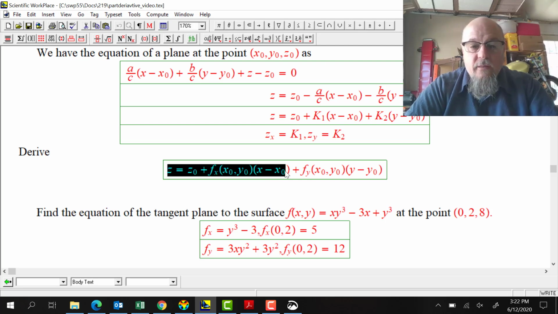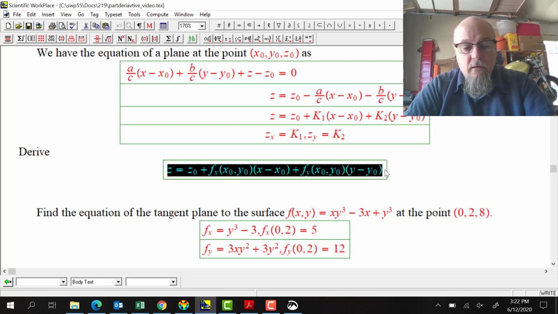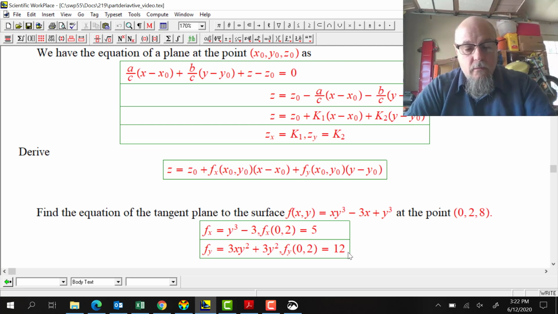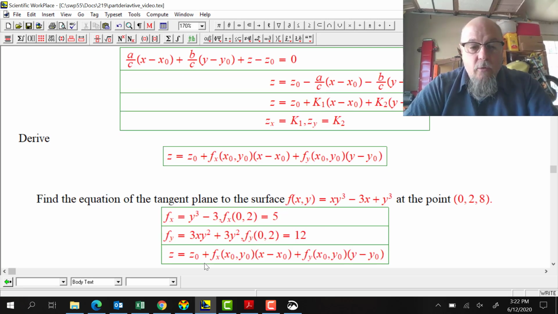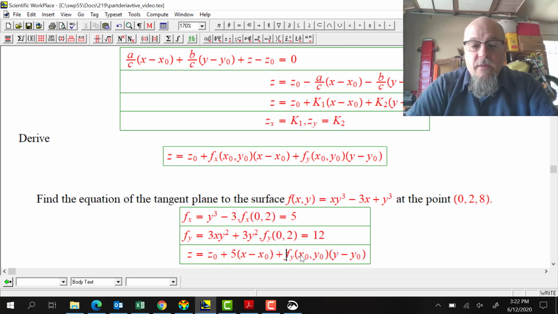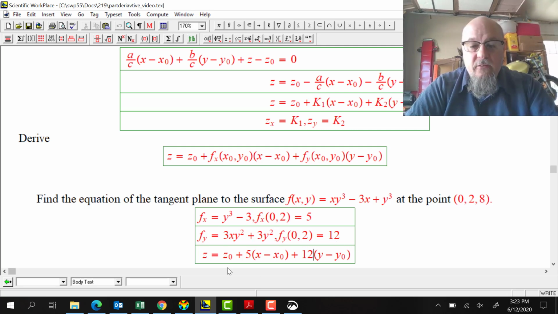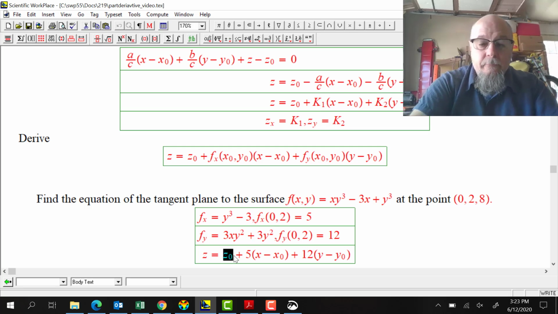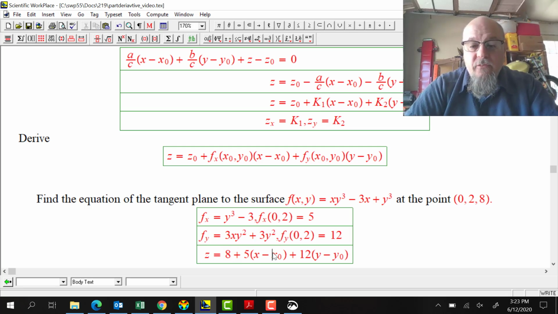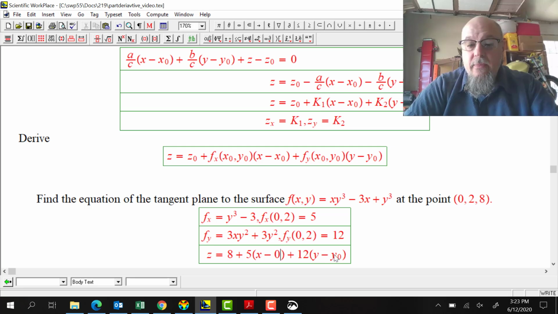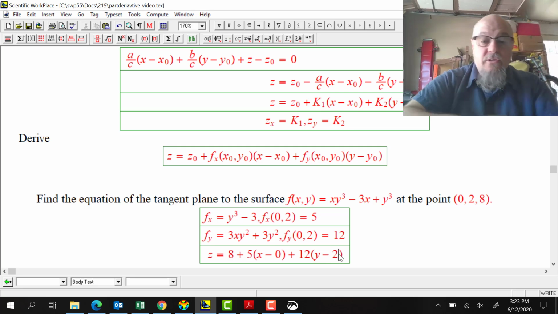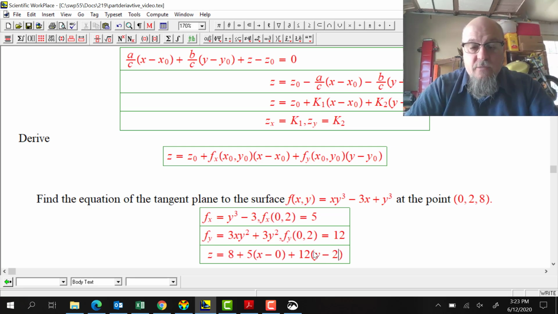So here's my equation of the tangent plane in general. I know that this number is 5. I know that this number is 12, and the x naught, y naught, z naught is 0, 2, 8. So this is 8, this is 0, and this is 2. Done. There's the equation of the tangent plane to this surface at this point.